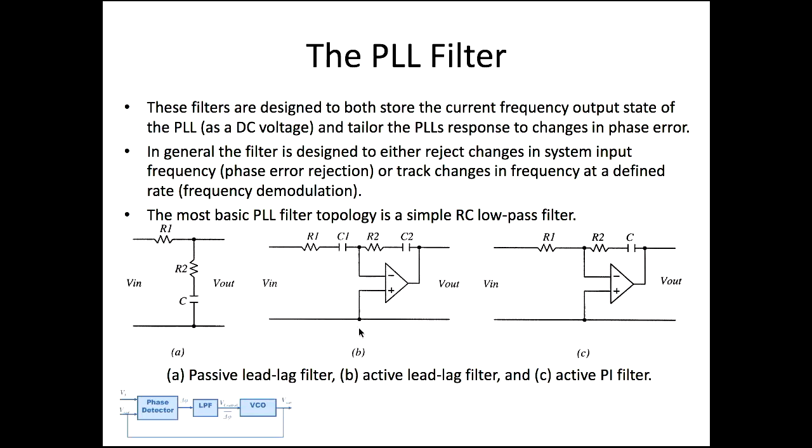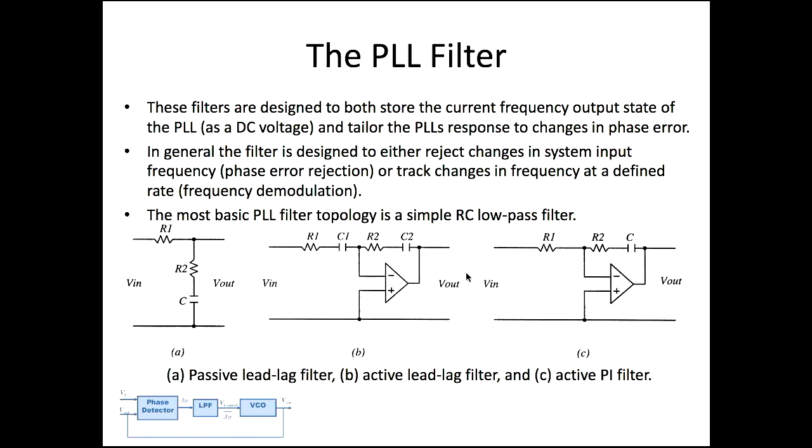Then we will be using a low pass filter. You are well familiar with the low pass filter. These filters are designed to both store the current frequency output state of the PLL as a DC voltage and tailor the PLL's response to change in phase error. In general, the filter is designed to either reject changes in the system input frequency or track changes in the frequency at a defined rate. So I will come to that point. The basic PLL filter topology is a simple RC low pass filter.